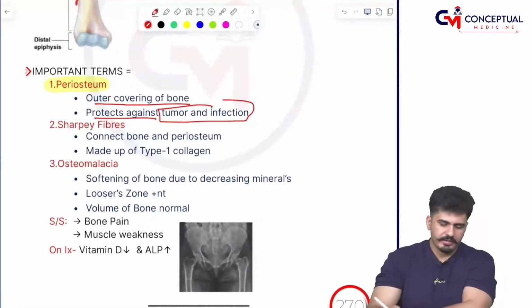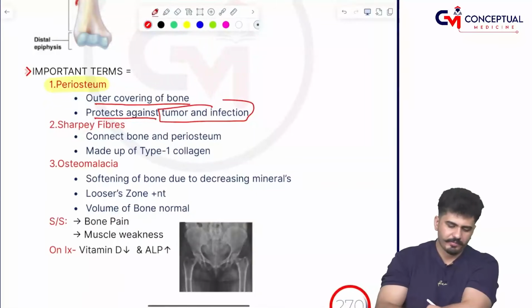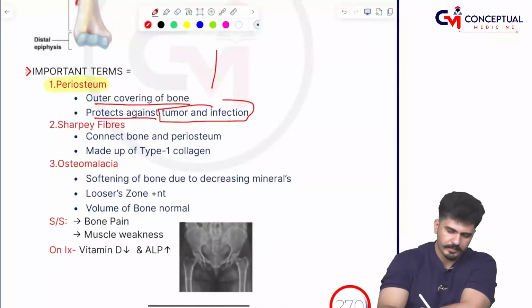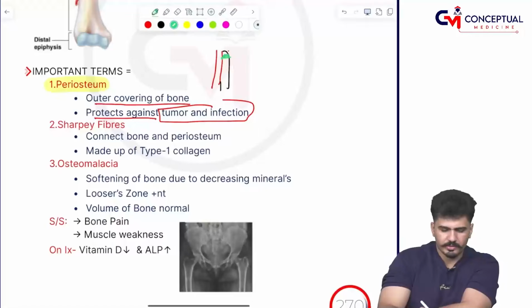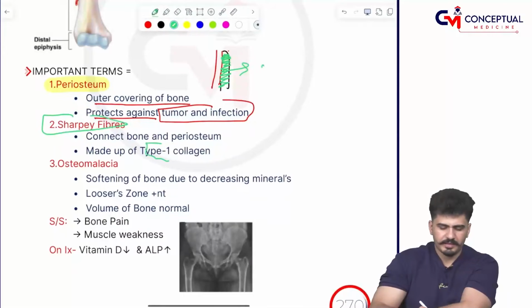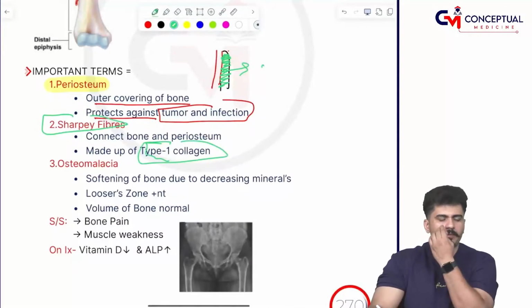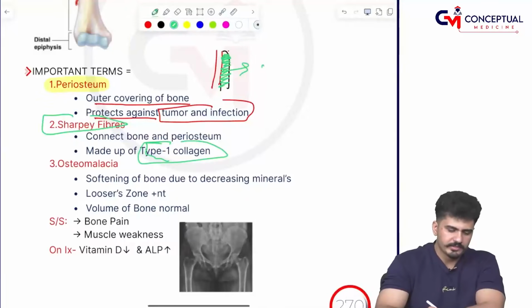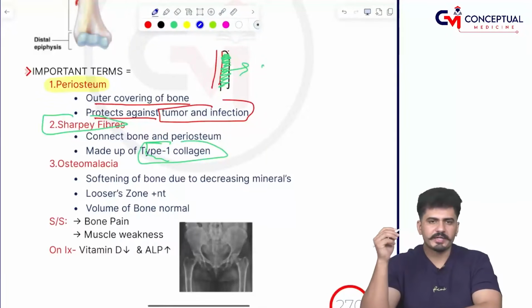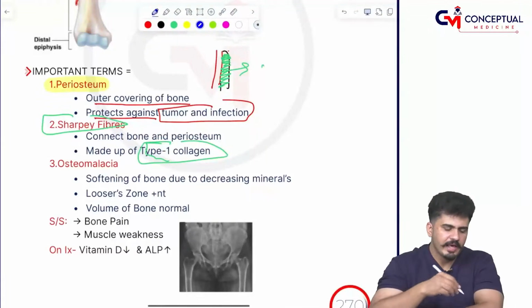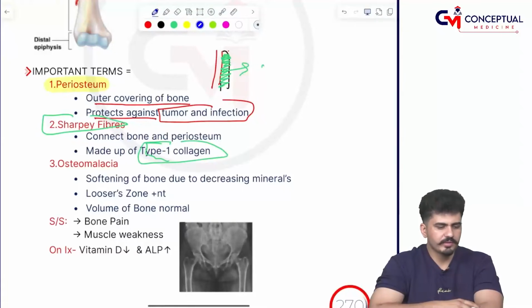Periosteum. And the next thing is the Sharpey's fiber. This is bone, and this is periosteum. Now periosteum is connected to the bone with the help of fibers. This is called Sharpey's fiber, and all of these are made up of type 1 collagen. The most abundant collagen in the body is type 1 collagen. So periosteum is the outer covering of the bone, protecting against tumor and infection.